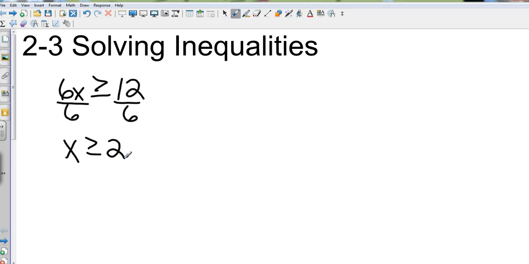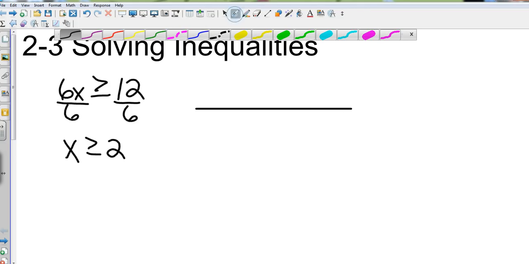And then again, if you had to graph that on a number line, which we're doing a lot of number line graphing, you would just create your 0, 2, and negative 2. And that's greater than or equal to, so that is a closed circle. And greater than is an arrow to the right.